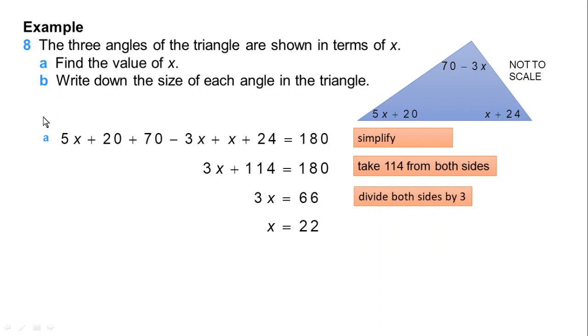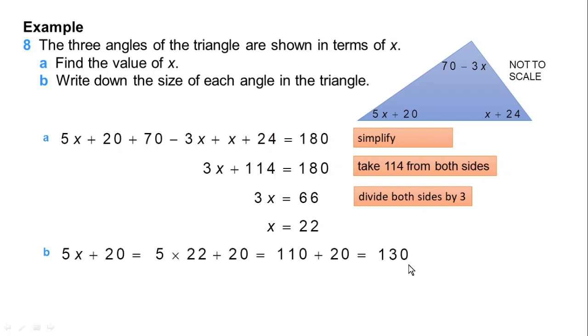It says, write down the sizes of each angle in the triangle. If I want to write down the sizes of each angle in the triangle, I'll just basically change the value of the x, which is 22. So 5 times 22 plus 20, 7 minus 3 times 22, 22 plus 24. Let's show that one.